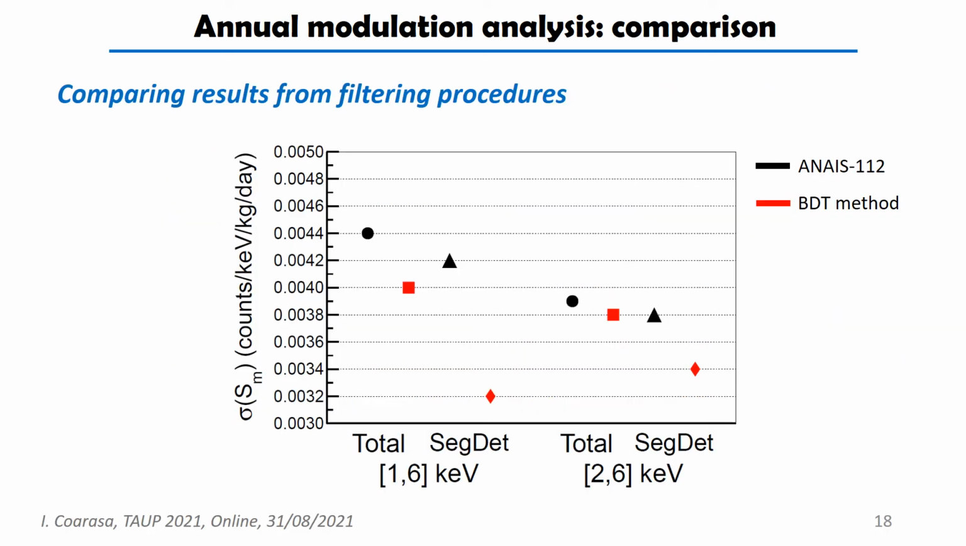Lastly, this figure summarizes the results obtained for the standard deviation of the modulation amplitude, that is, the sensitivity to the annual modulation signal for the different filtering protocols used. Those obtained with the ANAIS-112 established procedures are shown in black, whereas those derived from the application of the BDT method are shown in red. In both cases, the better results are obtained when the segmented detector is considered. In particular, using the boosted decision tree implies an increase of 23.8% in the sensitivity between 1 and 6 keV, and an increase of 10.5% between 2 and 6 keV.